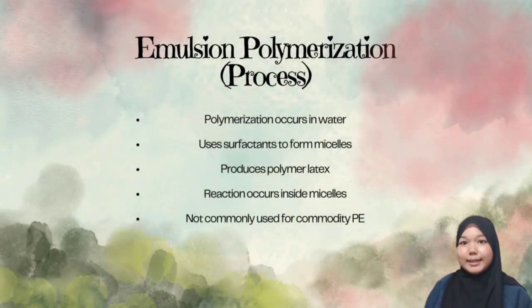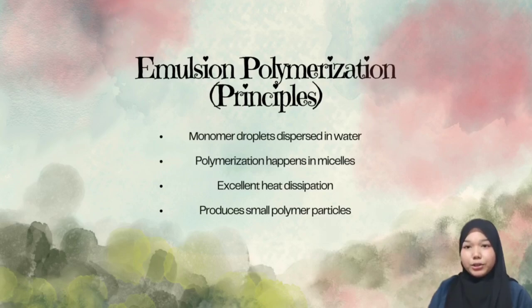Next is emulsion polymerization. Emulsion polymerization occurs in water, in which the monomer is dispersed with the help of surfactants. A water-soluble initiator is used to start the reaction. Principle of emulsion polymerization. The polymerization takes place inside tiny micelles. Water helps to control the temperature effectively and allows a high reaction rate.